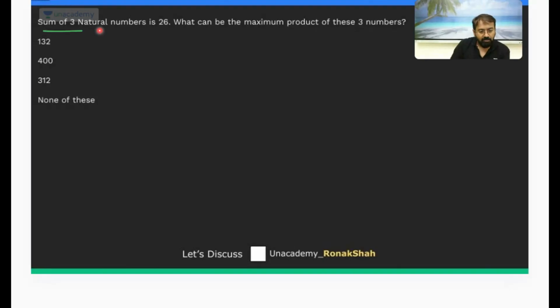Okay, chalo. Guys, sum of three natural numbers is 26. What can be the maximum product of these three numbers? कोई तीन नंबर का समेशन 26 है, तो इनका मैक्सिमम कितना प्रोडक्ट हो सकता है, ये आपको बताना है.